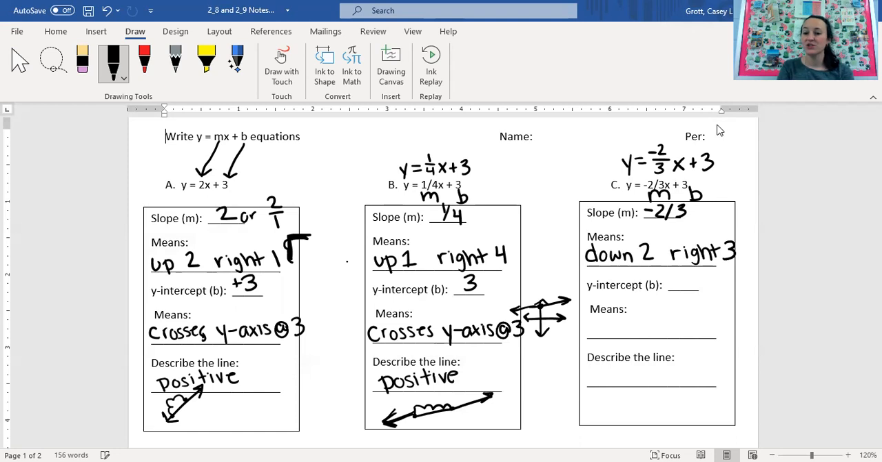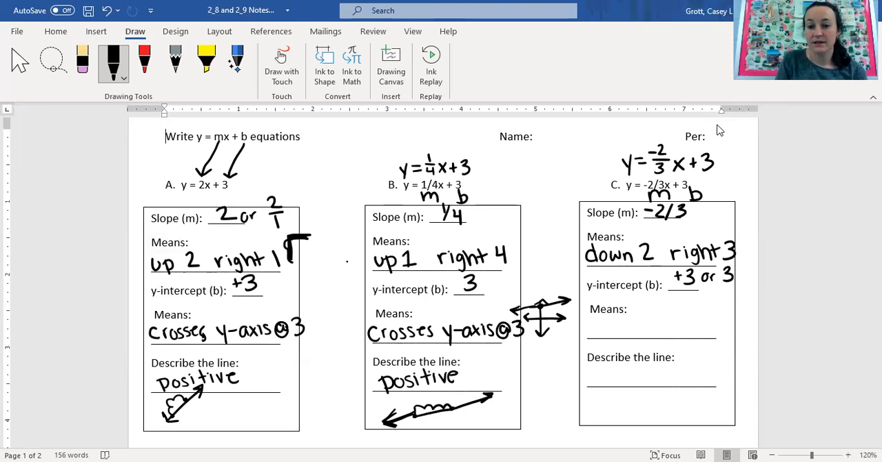We're being specific. Use those details. I think Zishan did a nice job using details today in class. Tell me that we're going down because it's negative. Y-intercept, positive 3. If you want to put that plus 3, you can, or you can just leave it as a 3.